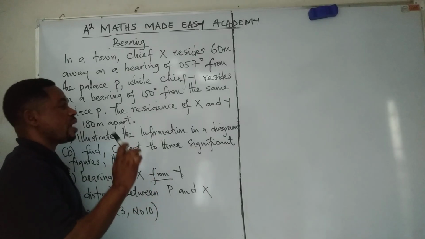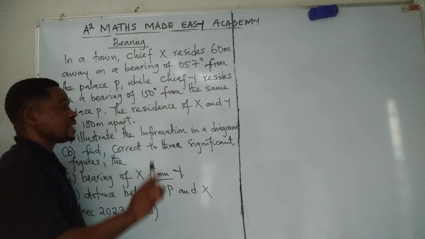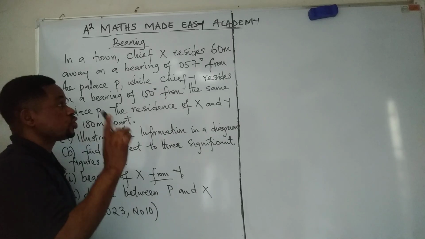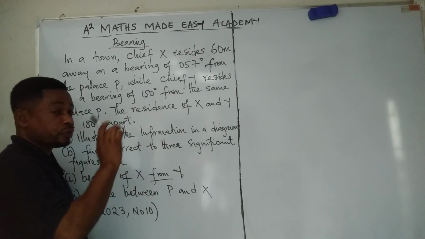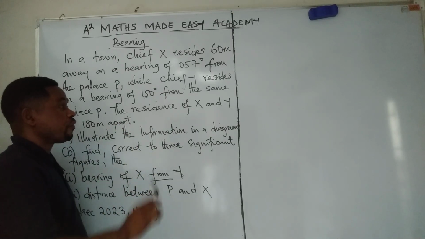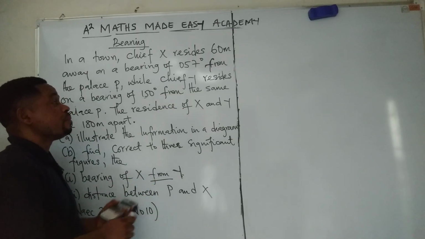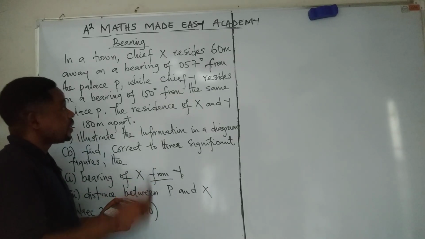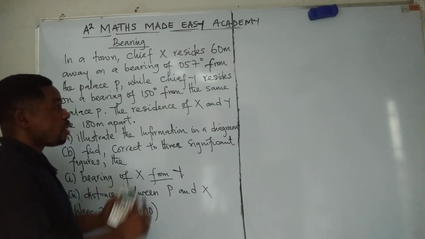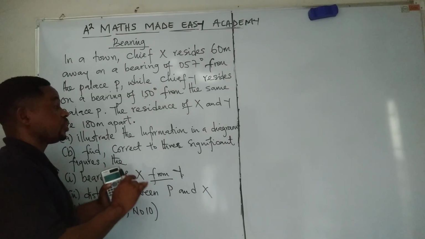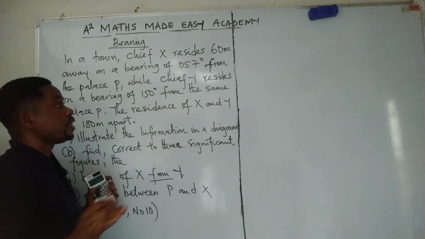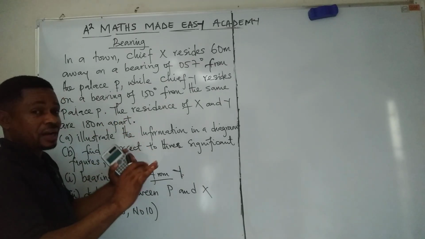Now I want you to observe this question. Anytime you are solving bearings, always consider the keynotes. The first note you are going to consider is "from." Why did I mention "from"? "From" is always the starting point of a bearing. Now let's take the question one after the other. But before we represent the information in a diagram, the first thing we are going to do is to bring out the data. Are you ready?